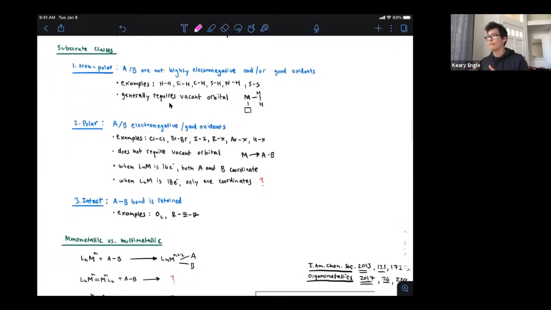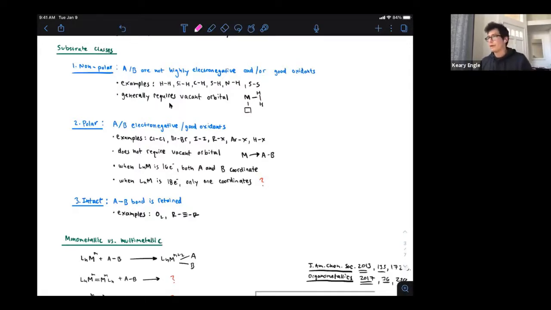So the second type are polar reactants. The diagnostic feature here is that you have at least one highly electronegative atom and you would look at it and say, this looks like an oxidizing species. So these can be things like dihalogens, organohalides, both alkyl and aryl, as well as HX. Some textbooks will bin HX in a separate category, but to me, it's more or less analogous to these others.